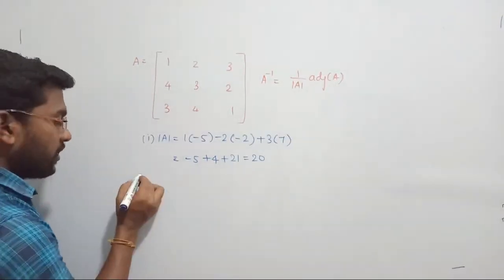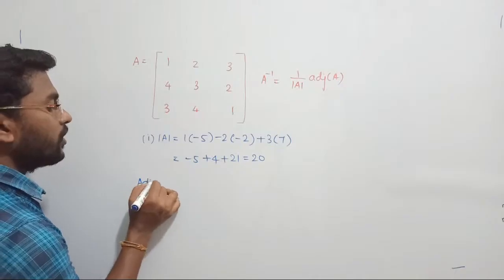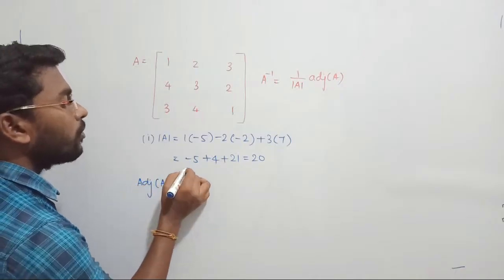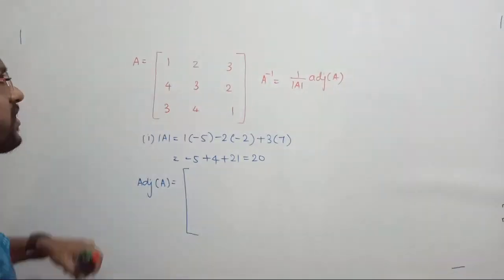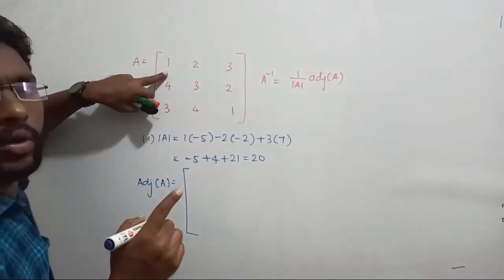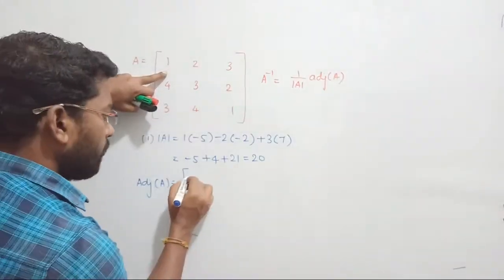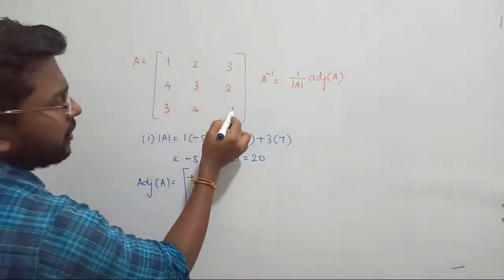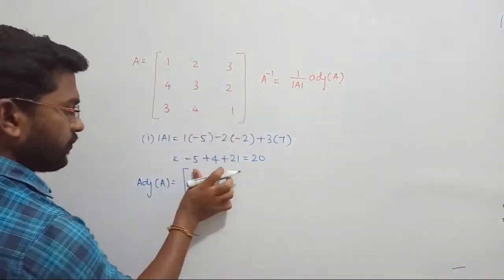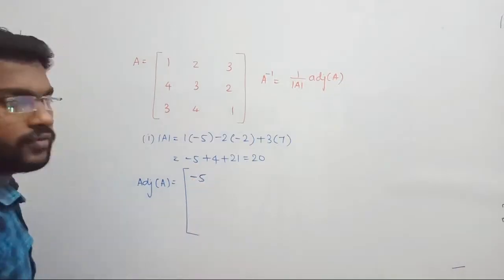What is our next task? Obtaining the adjoint of the matrix. Either you can go with model number 1 or model number 2. Shall we proceed with model number 1? Yes. We all know this, you can do it in your mind. A11, 1 plus 1 is an even number, so definitely the first sign will be plus. Next, if you neglect the corresponding row and column, 3 minus 8 will give you minus 5. So the first value is going to be minus 5.